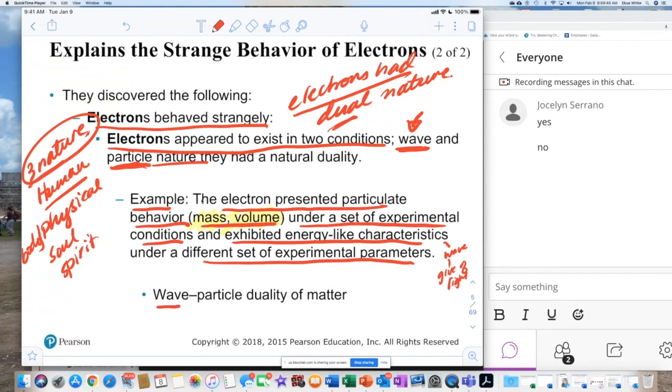Anyway, the idea here is matter is able to exist in more than one form. So this wave-particle behavior, the switch back and forth, the duality of matter, is actually made into a rule. The fact that electrons do have two natures, a wave nature and a particle nature. You see one or the other depending on experimental conditions.